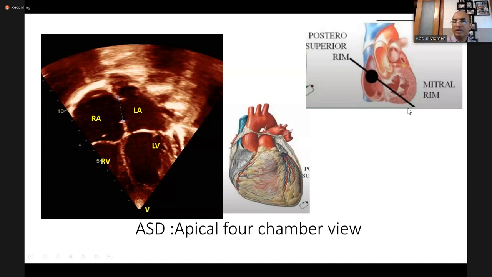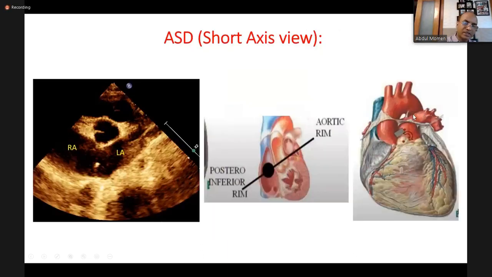Parasternal short axis view at the level of the great vessels. Here is the aorta, here is the pulmonary artery, and here is our echo. This is the transducer position, and this is the echo beam cut section. So this is the aortic rim.